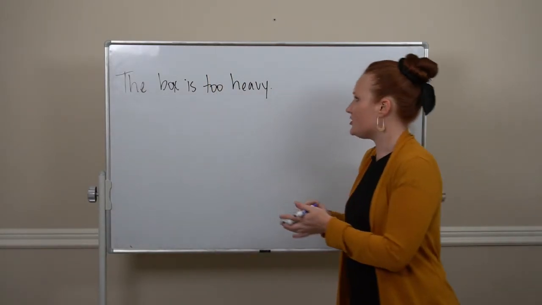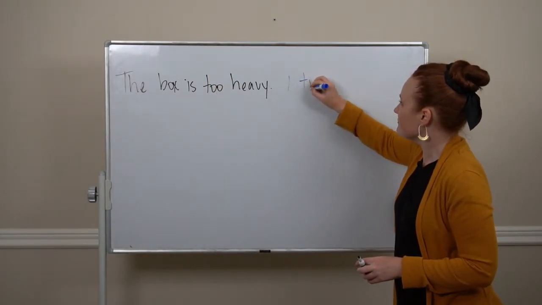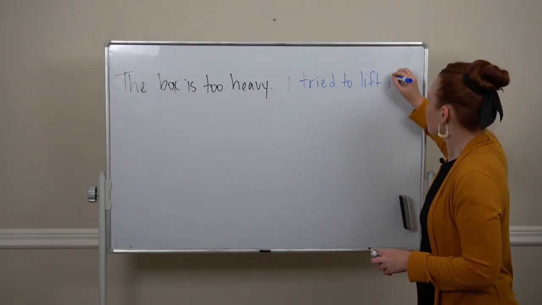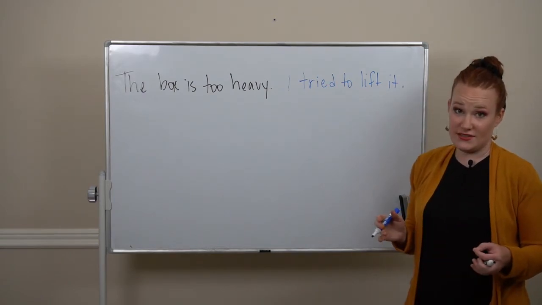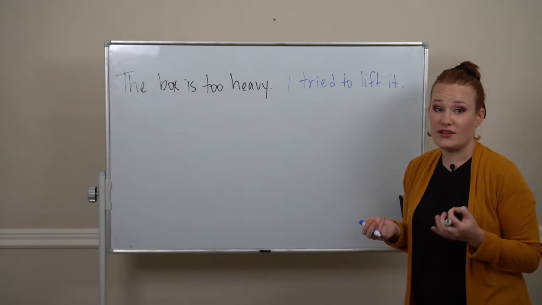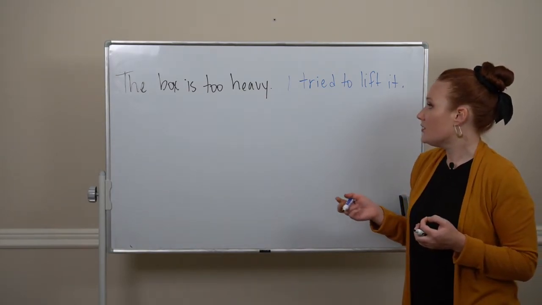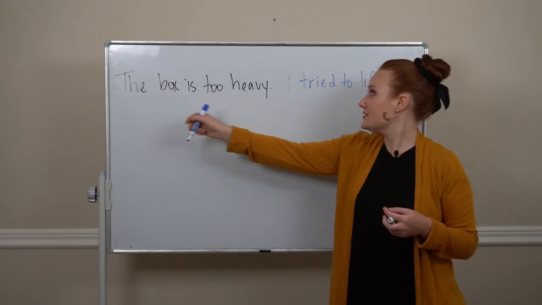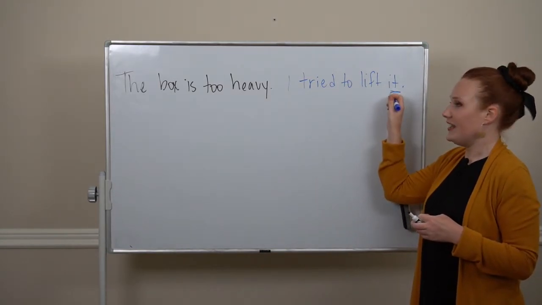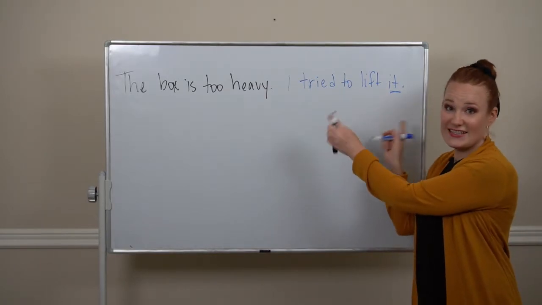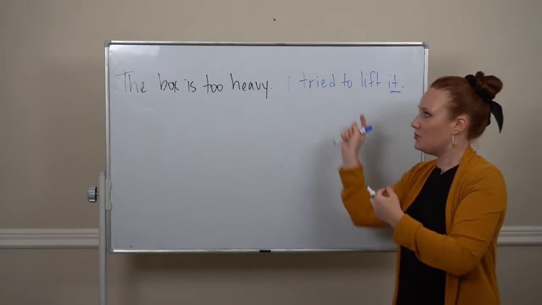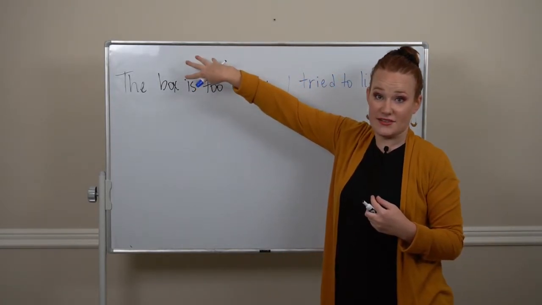The box is too heavy. I tried to lift it. So we're going to put these two sentences together using a relative clause. So I want to describe the box, and in our second sentence, the box is it. So this second sentence is going to become the relative clause, and we'll put it inside this first sentence.